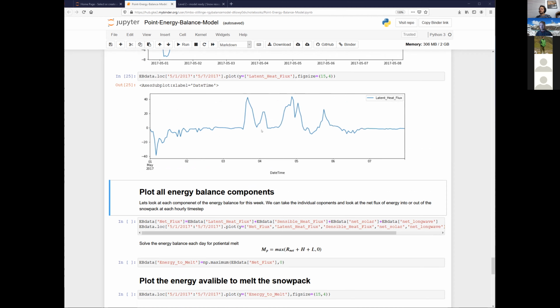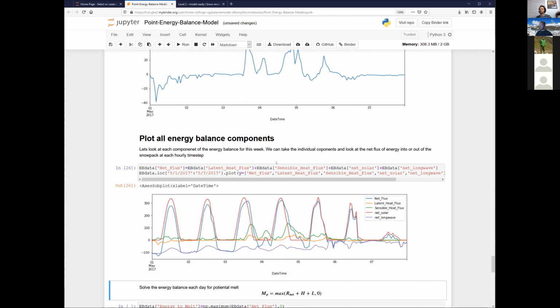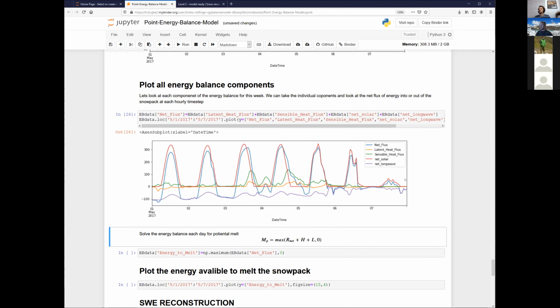Okay, so now that we've done all the different components of the energy balance, let's plot all of them on top of each other and see how they all relate to one another. So these are all 4 of the different components we talked about. We have the latent heat flux, the sensible heat flux, the net solar, and the net long wave. And then the blue line we have here shows when we basically add them all together at any point in time, how much energy is either going into or out of the snowpack.